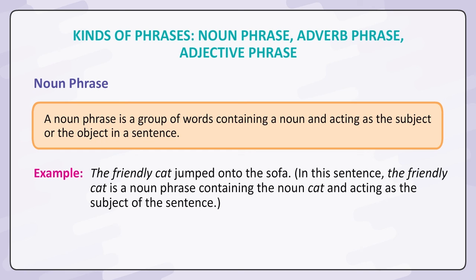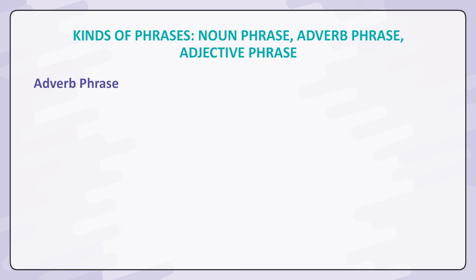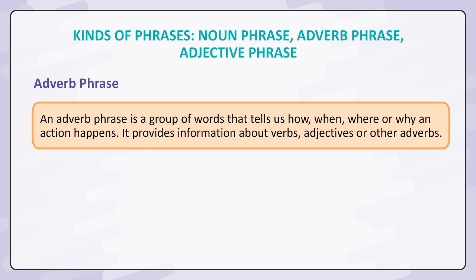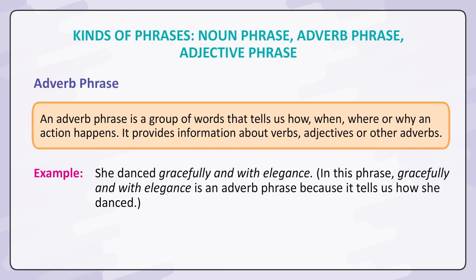In this sentence, the friendly cat is a noun phrase containing the noun cat and acting as the subject of the sentence. Adverb phrase. An adverb phrase is a group of words that tells us how, when, where or why an action happens. It provides information about verbs, adjectives or other adverbs. Example: she danced gracefully and with elegance. In this phrase, gracefully and with elegance is an adverb phrase because it tells us how she danced.